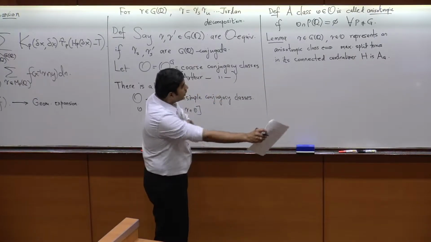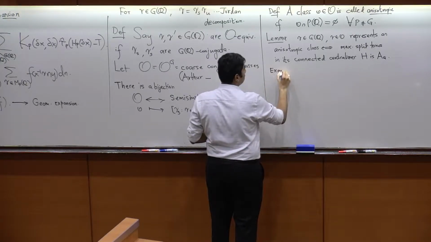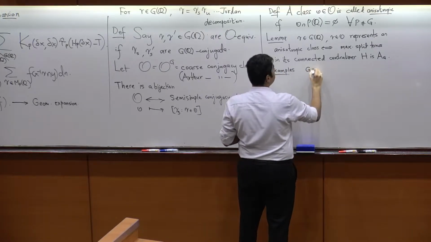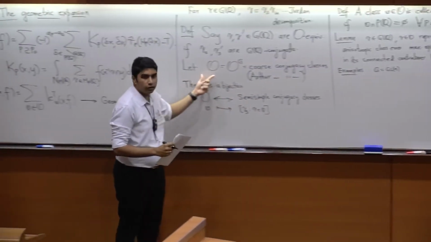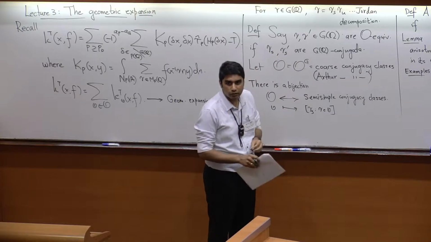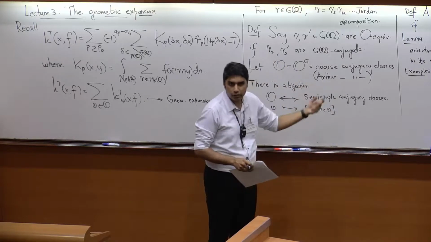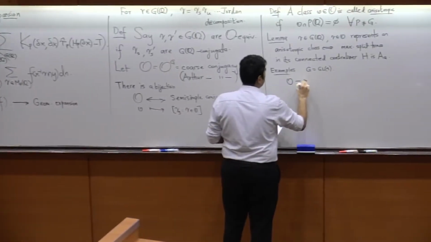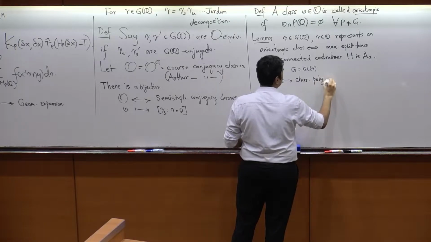Okay, so let's see some examples. The simplest example is actually GL_N. If G is GL_N, then o is characterized by characteristic polynomials. If you take a semisimple element, take the characteristic polynomial, the eigenvalues decide what it is going to be. So o is in bijection with characteristic polynomials over Q.